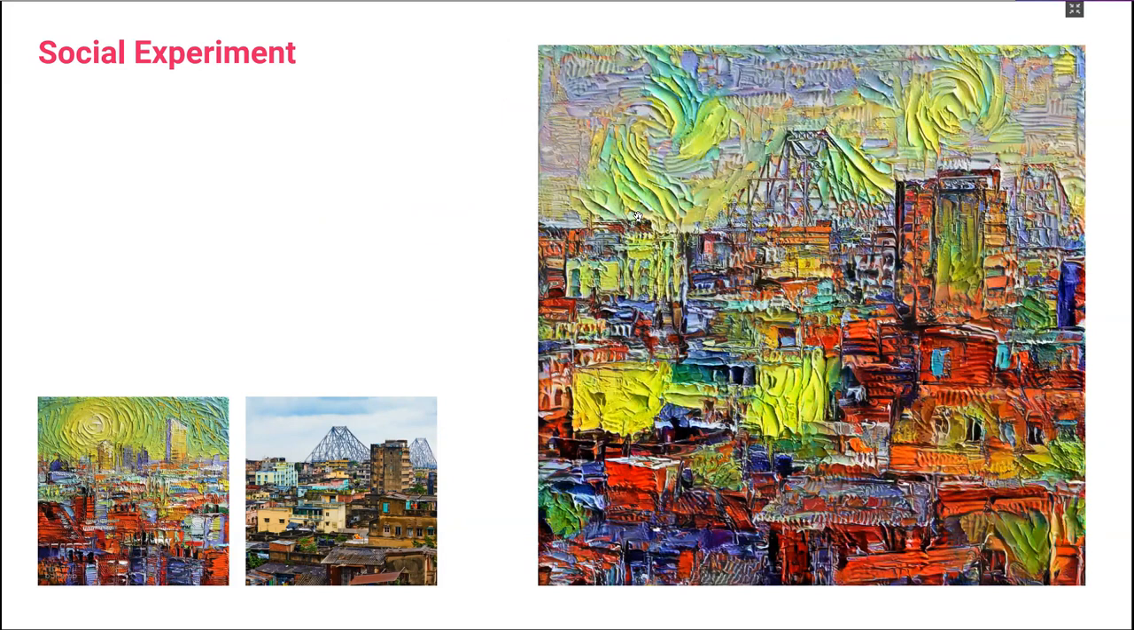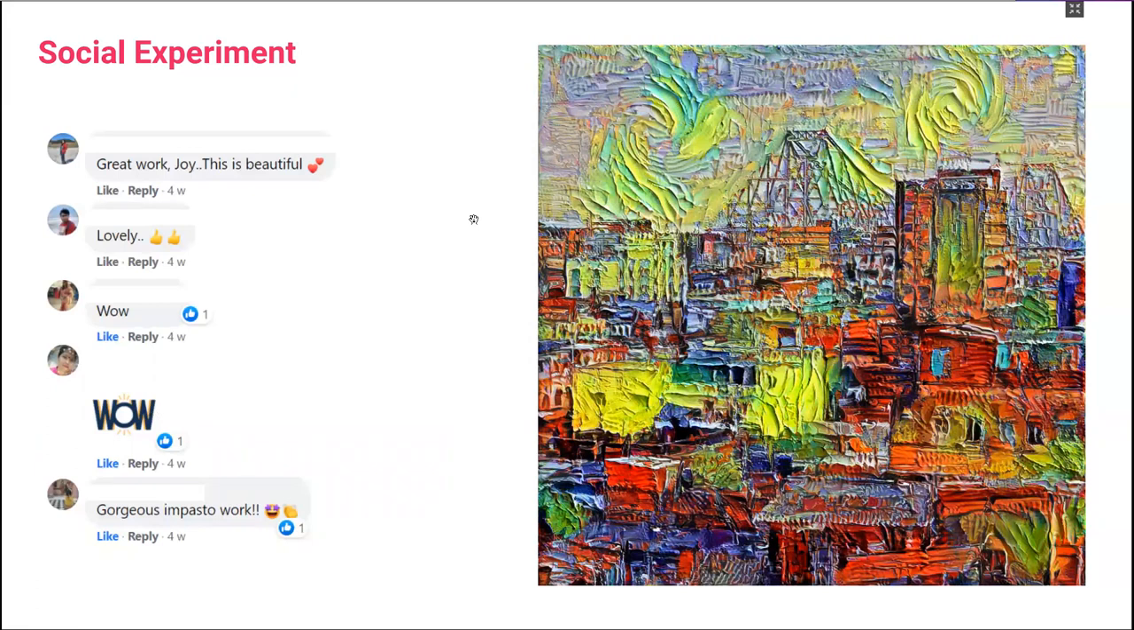Now, when I got into the business of AI and architecture, I did a sort of social experiment to actually try and understand what non-architects or non-designers think of the output. I randomly picked a painting from the internet and an image of a city in India, and I combined the two to get this output on the right, and I uploaded it on my social media handle. And as it turns out, no one could guess that this was indeed not painted by me.